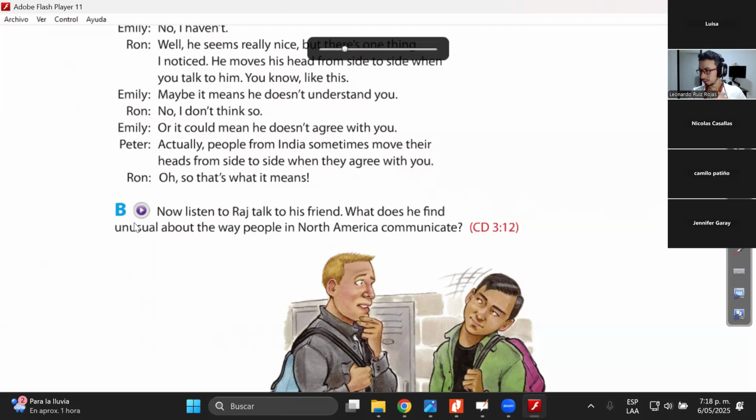Page 93, Exercise 3, Part B. Now listen to Raj talk to his friend. What does he find unusual about the way people in North America communicate? So how are things at school, Raj? Oh, pretty good, actually. Do you find it easy to communicate with people? Most of the time. Though there are some things I find a bit unusual. For example, the way that people end a conversation. You know, they'll say things like, "Hey, let's get together soon." At first, I thought that they were inviting me to do something. But then I realized it's just a way of saying goodbye. It's not really an invitation at all. It takes a bit of getting used to.